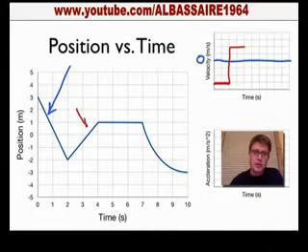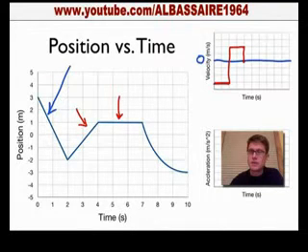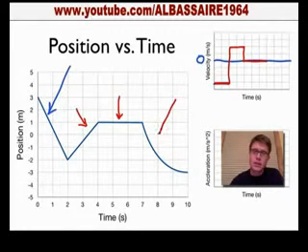I also showed you that if you ever have no slope, like we would right here, then that means we're going to have a velocity of 0. Or for the next 3 seconds, we're going to have no velocity. But the one thing I didn't show you is what to do when you get a curved line.